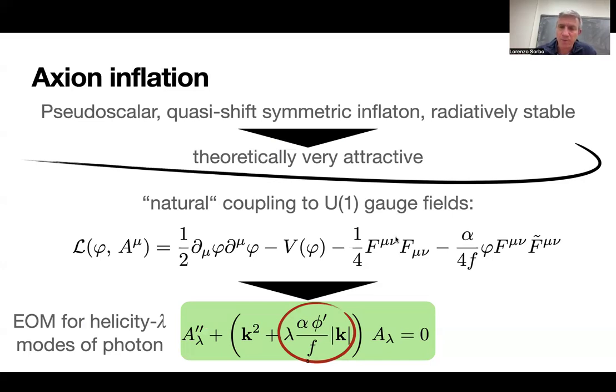In particular, I will be focusing on this coupling of our pseudoscalar inflaton to U(1) gauge fields. This coupling respects all the symmetries I've been mentioning. F alpha is a coefficient of order 1. F is a constant with the dimension of an energy. If one quantizes the gauge field on top of this rolling inflaton, one gets equations of motion for the mode function of the gauge fields that read this way.